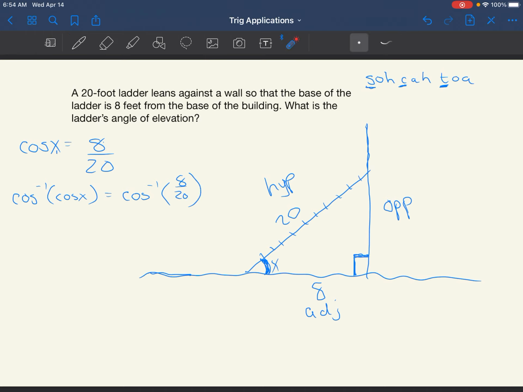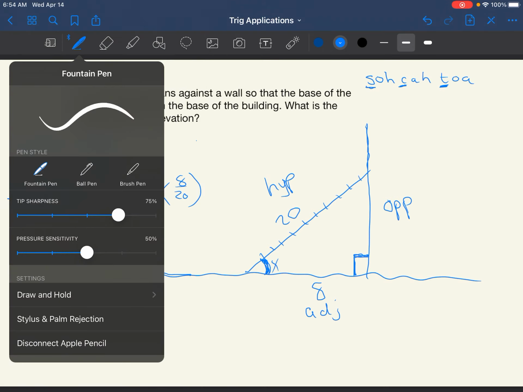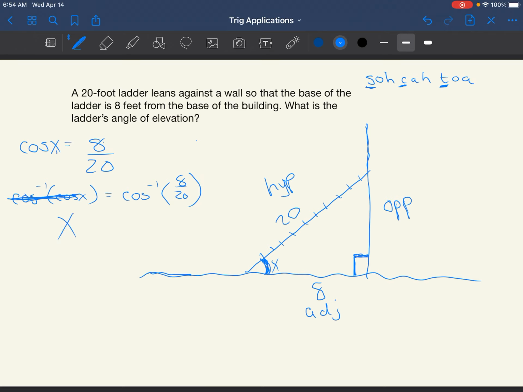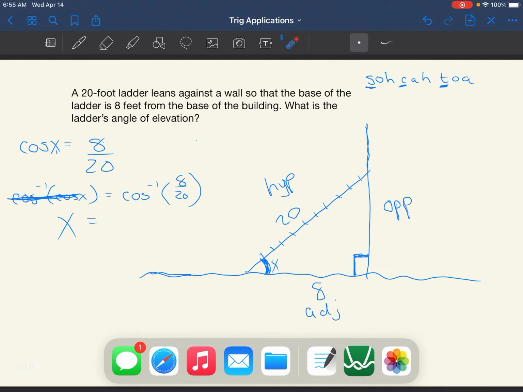Okay? So just to recap, I had to get rid of the cosine. The opposite of cosine is inverse cosine. What I do to one side, I have to do to the other side. Now I said inverse cosine is the opposite of cosine, so they cancel out. On this side, I'm just left with my x, because inverse cancels out the cosine. And on the other side, this is what I have to type into my calculator. So I'm going to use Desmos. Let me pull it up real quick.